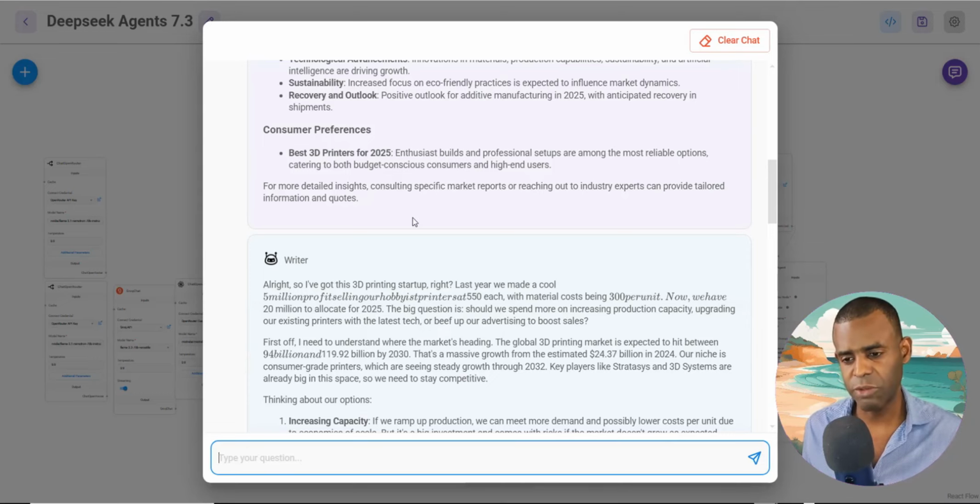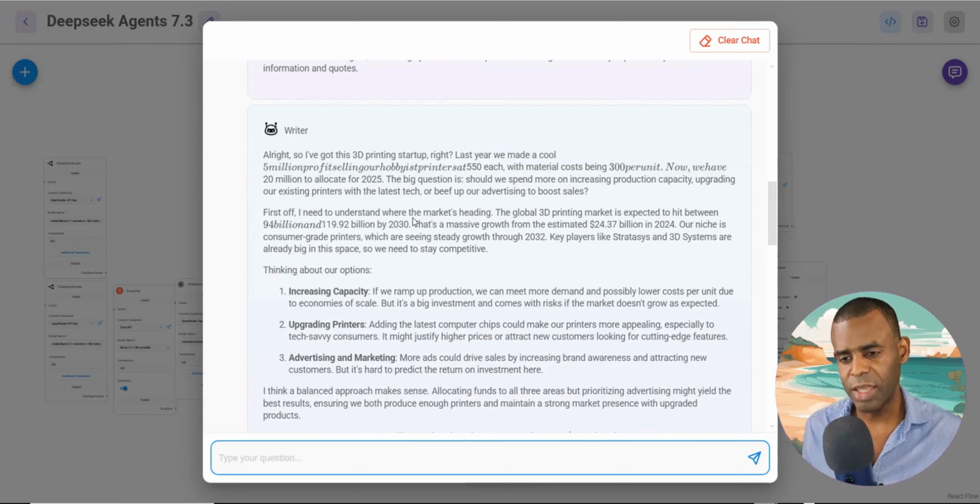And then it takes all of this research, and then it starts to think about the real question, and that is, where should we allocate our capital? Where should we allocate the money that we have? And so it says, okay, so last year we made $5 million. Now we have $20 million to allocate for 2025. The big question is, should we spend more on increasing production capacity, upgrading our existing printers with the latest tech, or beef up our advertising to boost sales, right? So this is the thinking that it's going through.